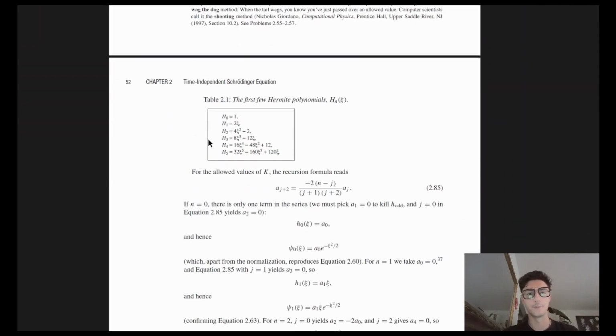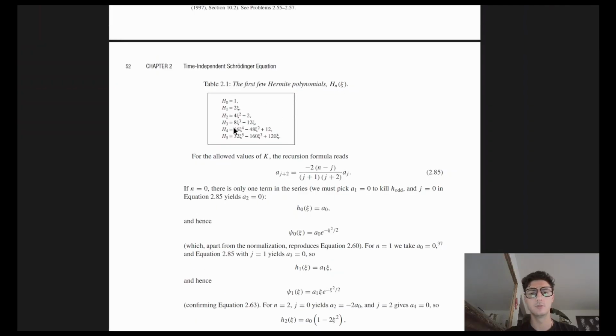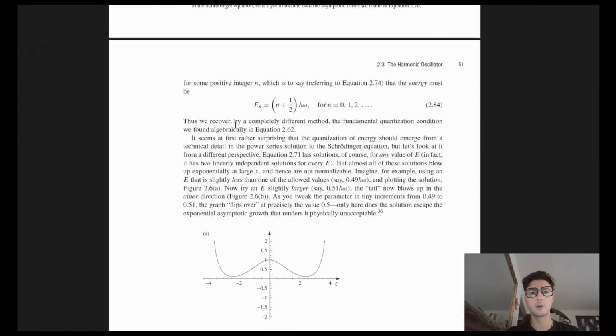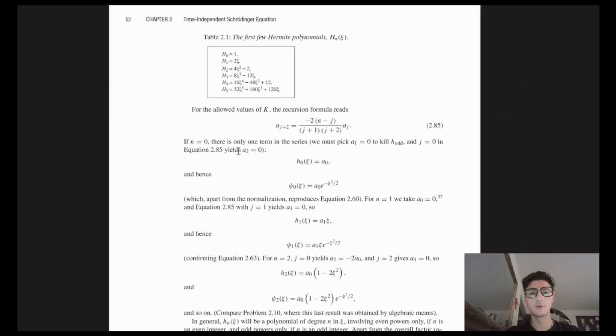It's super important. Table 2.1, the first Hermite polynomials H of n. Actually, where are the Hermite polynomials? They're not even talked about yet, so this is just a figure that's going to be introduced a bit later. For the allowed values of k, the recursion formula reads, if n equals 0, there is only one term in the series. We must pick a1 equals 0 to kill H odd, and j equals 0 in equation 2.85 here yields a2 equals 0.